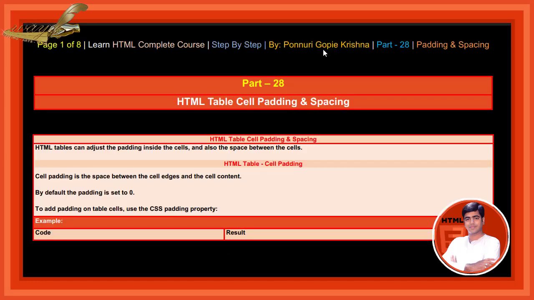In this session, let us learn about HTML table cell padding and spacing. HTML tables can adjust the padding inside the cells and also the space between the cells. HTML table cell padding: cell padding is the space between the cell edges and the cell content. By default, the padding is set to 0. To add padding on table cells, use the CSS padding property.